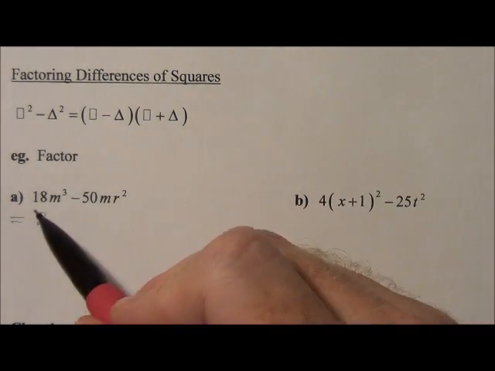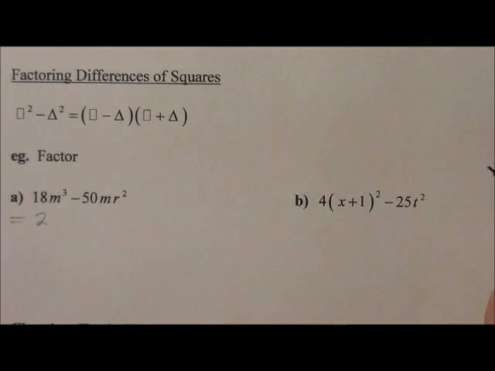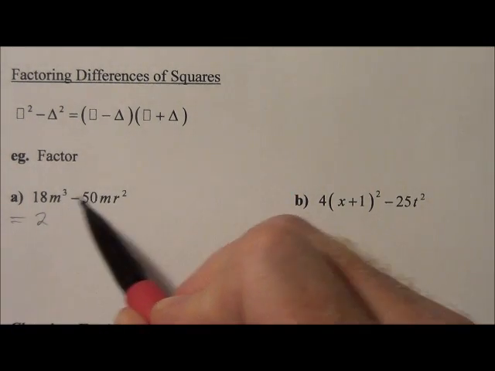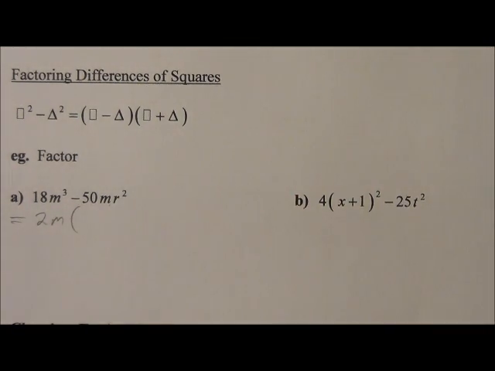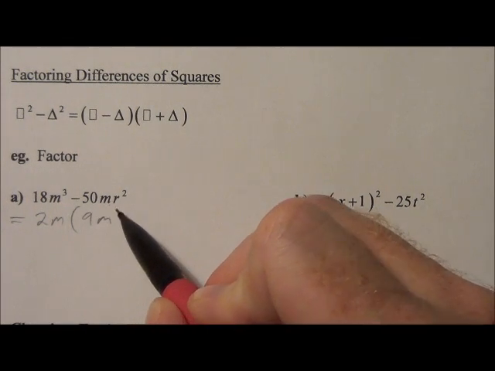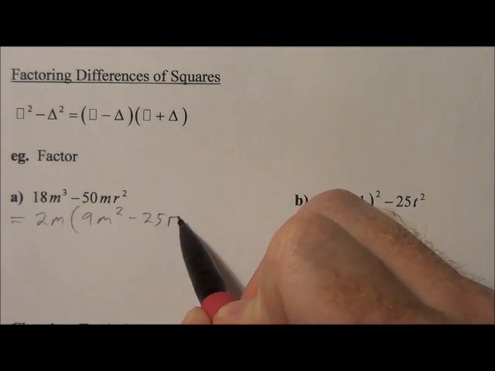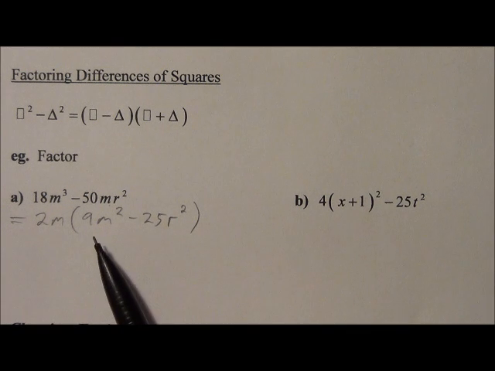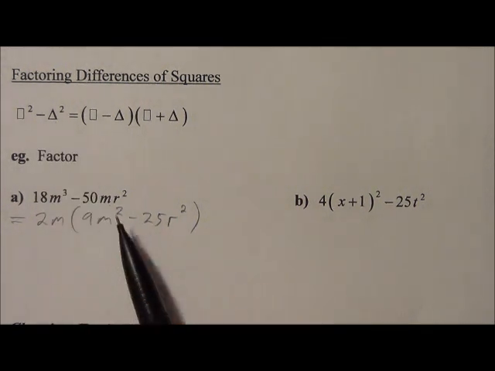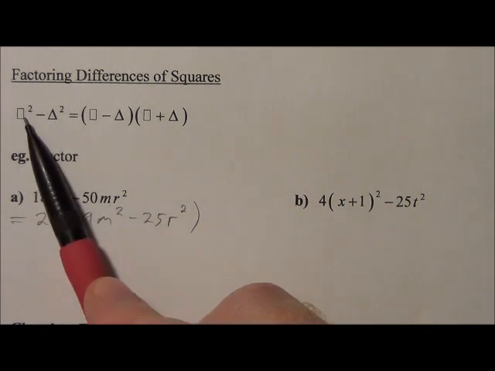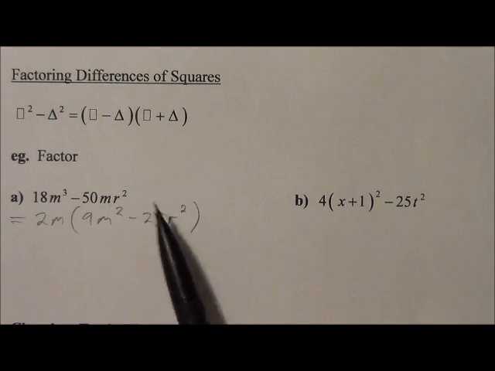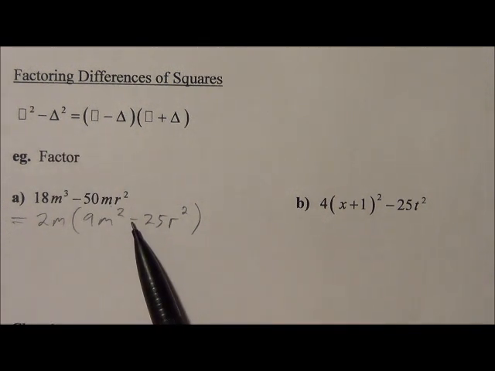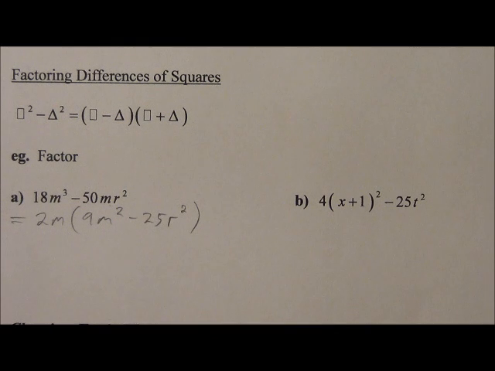So I see from 18 and 50, the largest common factor is 2, and we've got an m cubed and an m, so I'll factor out the m there. So that leaves me with 9m squared minus 25r squared. Notice that it's now in this form. So we got a square, 9m squared. 25r squared is another square, and it's a difference. So it's the difference of squares.